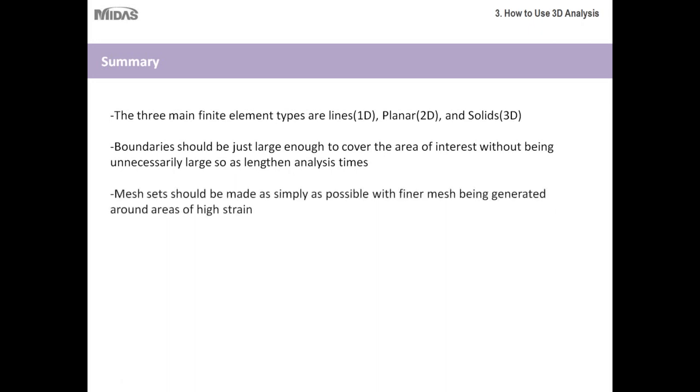And just to start off, it's good to use the examples that I showed you as a reference. Okay, so mesh sets should be made as simply as possible, with finer mesh being generated around areas of high strain. Keep in mind that fine mesh refers to smaller mesh, and that smaller mesh needs to be generated around areas where you'll see strain or failure, or areas that are of particular interest to you. And then coarse mesh is the opposite. Coarse mesh is large mesh, and that should be generated around areas that are usually around the edges of your boundaries, parts that aren't of particular interest to you, but still must be included in the model.